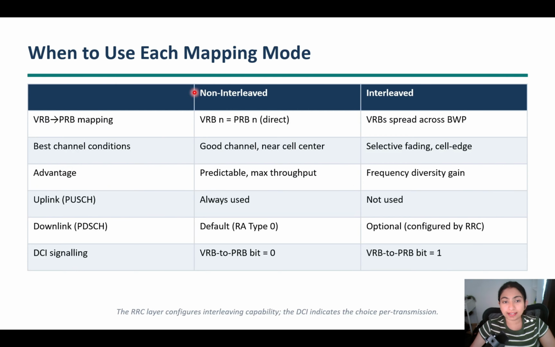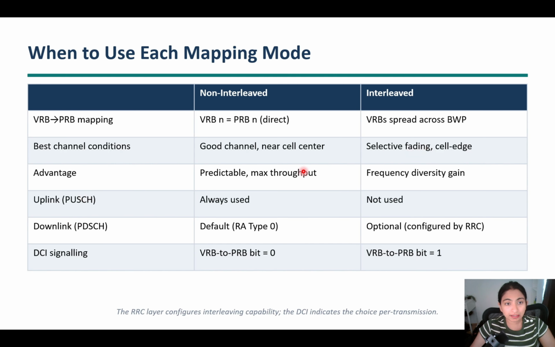So here is a clean comparison of both the mapping modes. So we have non-interleaved VRB to PRB mapping and interleaved VRB to PRB mapping. Non-interleaved is best for UEs near the base station and with good channel conditions. The scheduler knows exactly which frequencies are the best and can target them precisely, maximizing throughput. Interleaved is best for UEs at the cell edge where frequency selective fading is a problem. Spreading data across the entire bandwidth part means the transmission is more likely to succeed under challenging conditions.